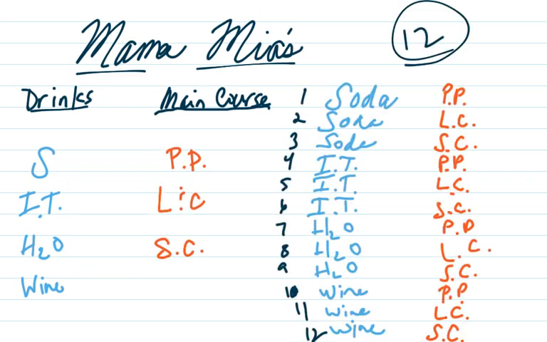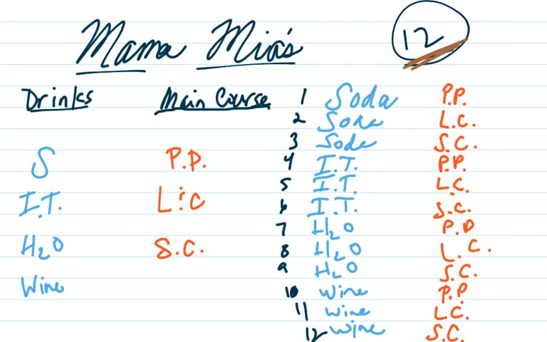So when we list them all out, we have soda with Pasta Primavera, and soda with linguine and clam sauce, and soda with spaghetti, and iced tea with Pasta Primavera. And we can list all of these out. But when we do, we get that there are a total of 12 meal combinations with the drink and the main course.